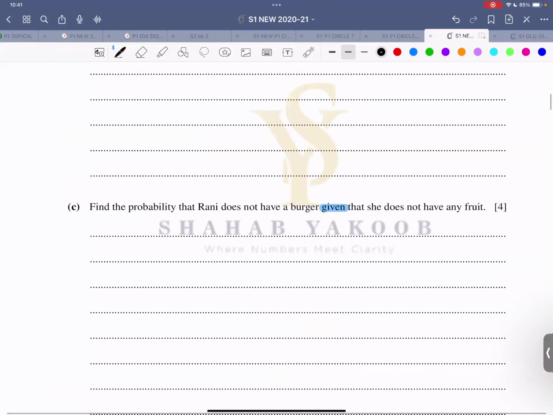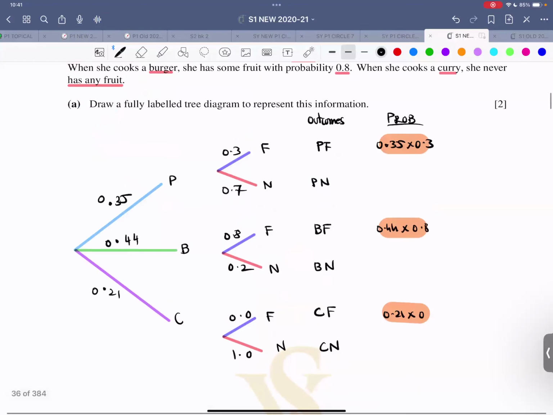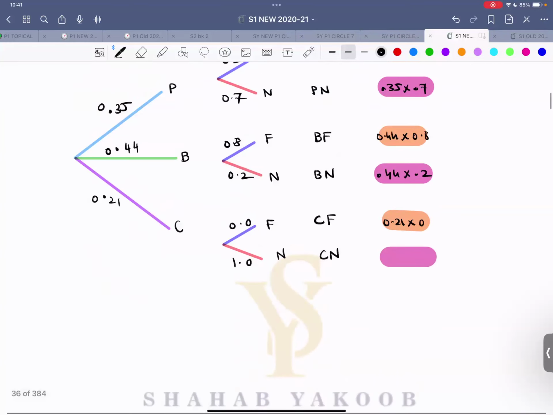Find the probability Rani does not have a burger, given that she does not have any fruit. So now we are interested in this thing, and I'll do it separately. That is no fruit, no fruit, no fruit. So now over here, this is 0.35 into 0.7. This is 0.44 into 0.2. This is 0.21 into 1.0.